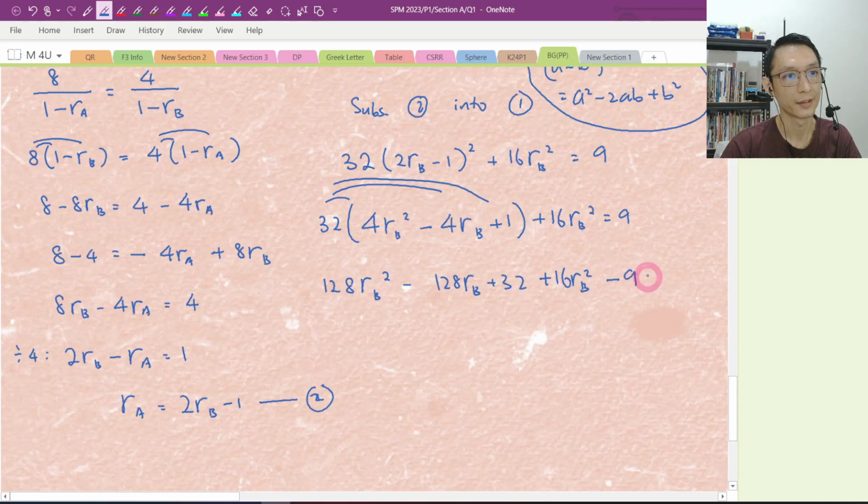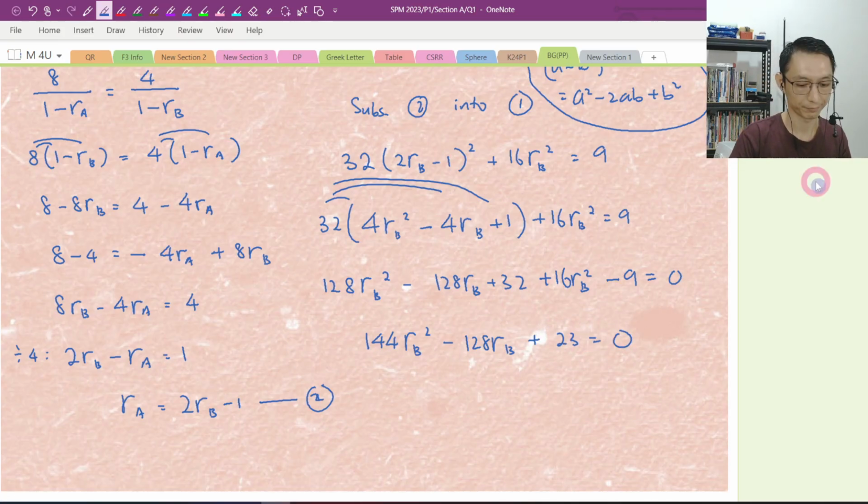Minus 9 is equal to 0. So let me simplify this. 128 plus 16, so I will get 144, right? 144. Okay, this one just copy. And this is 23.